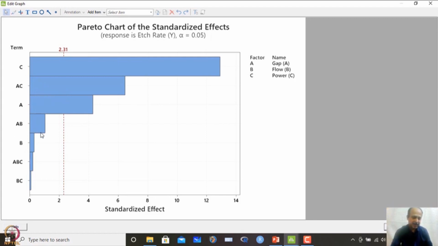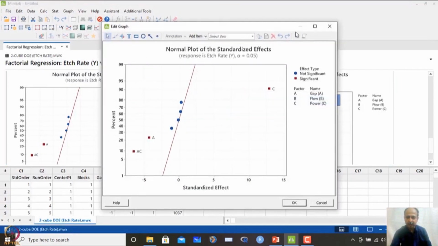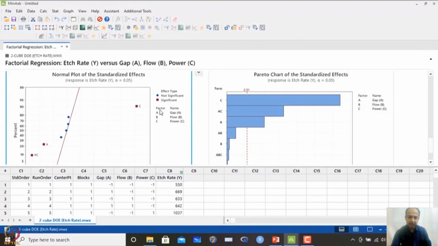So in this case, AB can be ignored, B and ABC, all higher order, so third order terms can be ignored, and AC is the only interaction term that needs to be considered over here. And this is also prominent in the normal plot, what you are seeing over here. In the normal plot you also see that A is having a negative impact on the etch rate, and AC is having a negative impact, but C is having a positive impact on the etch rate, like that. Okay, so this is the effect that we are seeing in the normal plot, as we have explained earlier also.